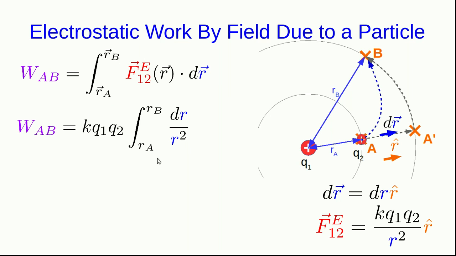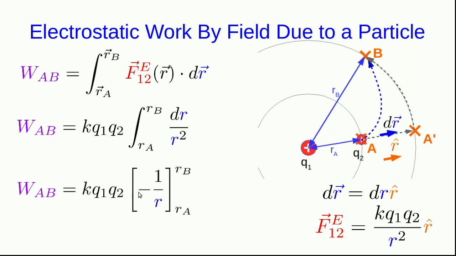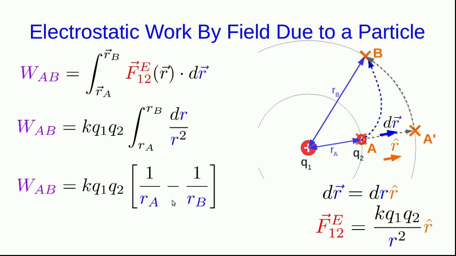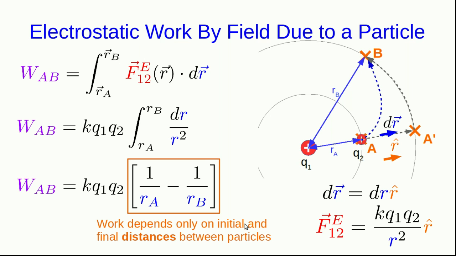That's not exactly the easiest integral ever, but it's pretty close. That will have been one of the first integrals you learned to do, and so you can do that very easily. And this is the result we get for the work carrying Q2 from A to B. Note, in particular, that this work only depends on the initial and final distances between the particles. Nothing vectory is left. All we have are some distances to worry about.